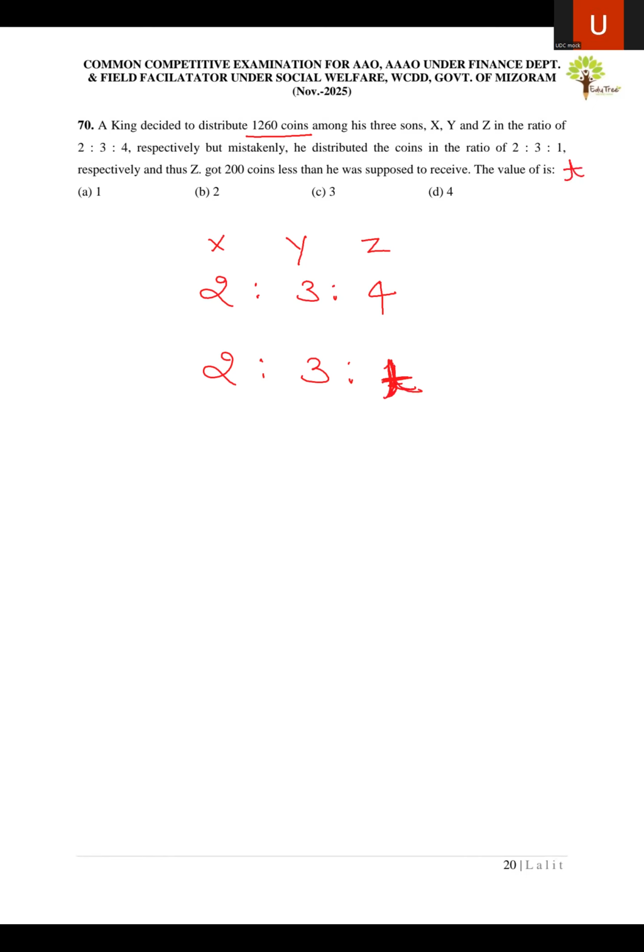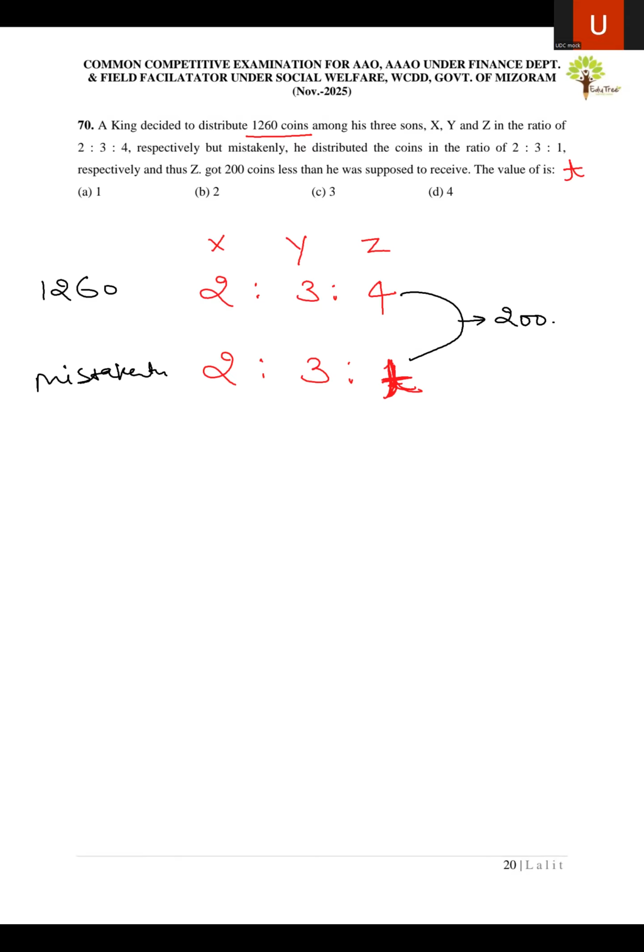What is the value of t here? All right, so how do we solve such kind of questions? It is given to us a king decided to distribute 1,260 coins in this ratio. But mistakenly he distributed in this ratio, 2 ratio 3 ratio t. And Z got 200 coins less. Now the difference between these two is 200. He is getting 200 coins less.